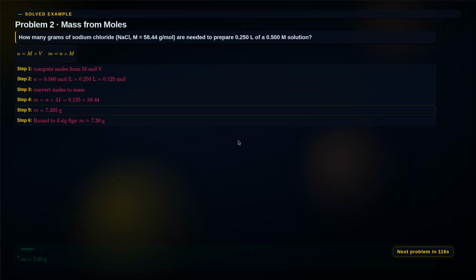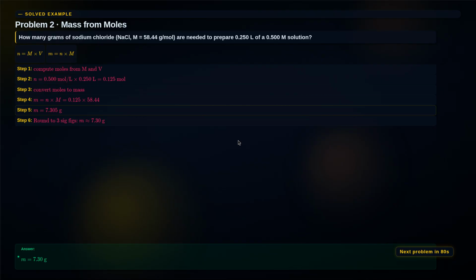Problem 2. What is the mass of 0.5 moles of calcium carbonate, CaCO3? Step 1. Determine the molar mass. Calcium is 40.08. Carbon is 12.01. Oxygen is 16.00, and there are 3 of them. Step 2. Add them. 40.08 plus 12.01 plus 3 times 16.00 equals 40 plus 12 plus 48, which is 100.09 grams per mole.